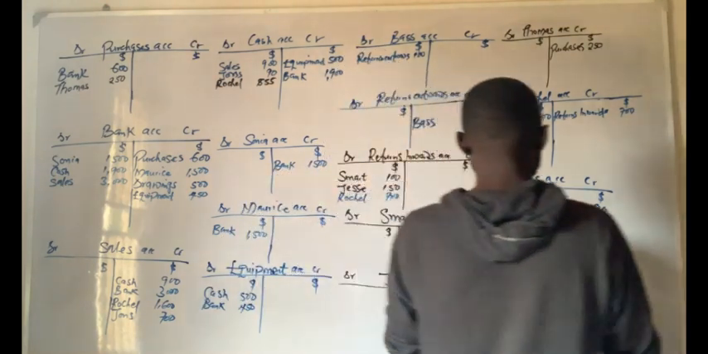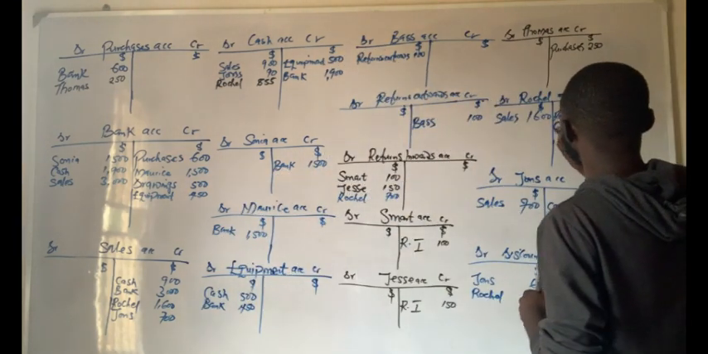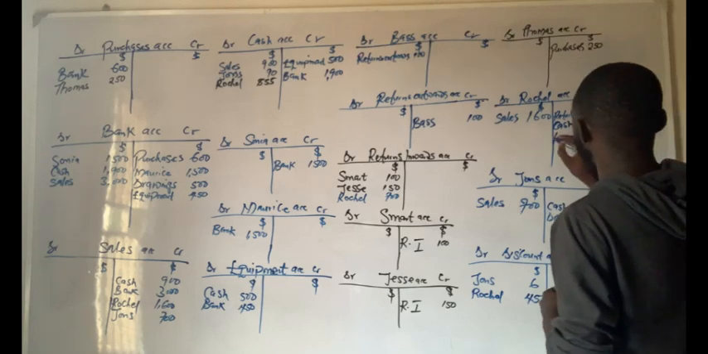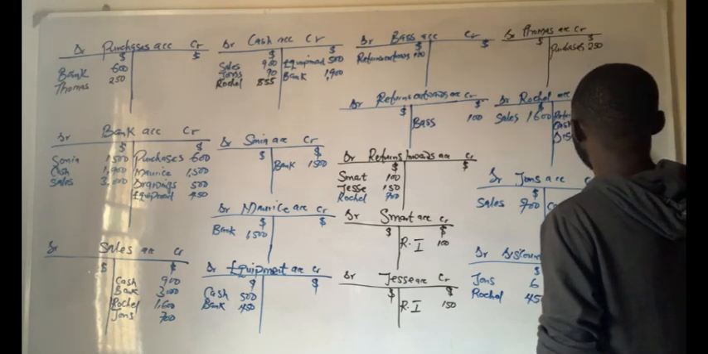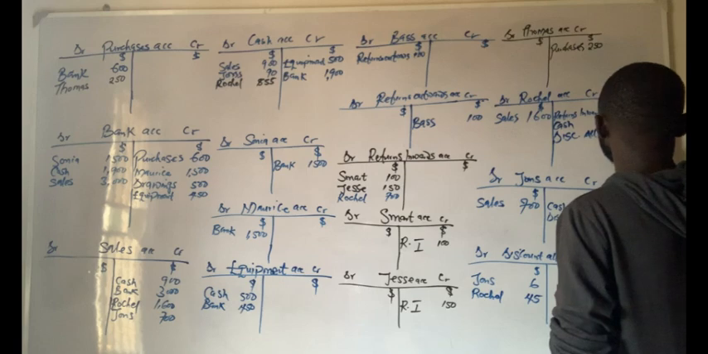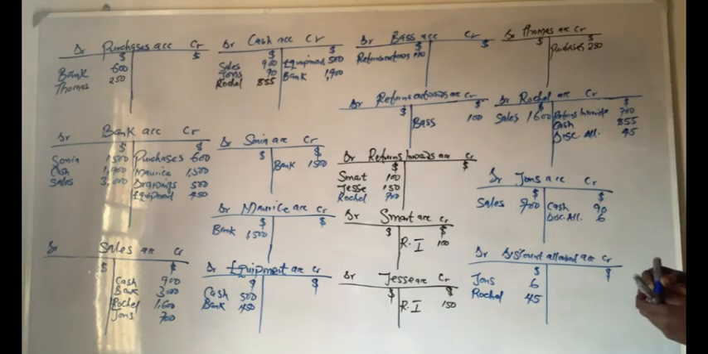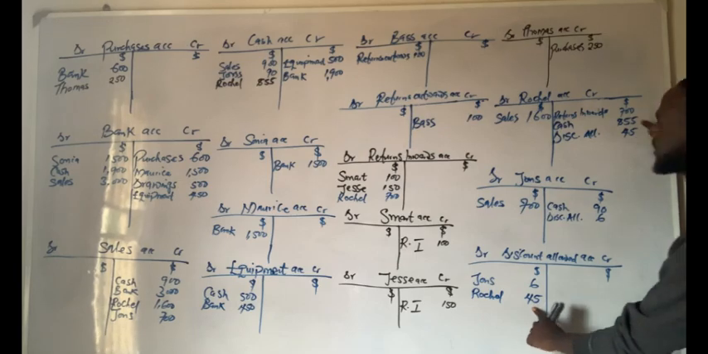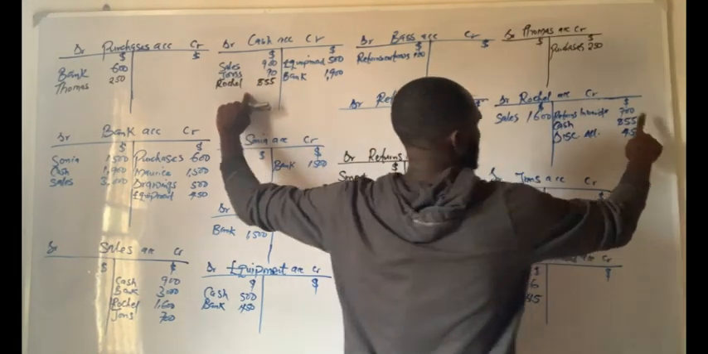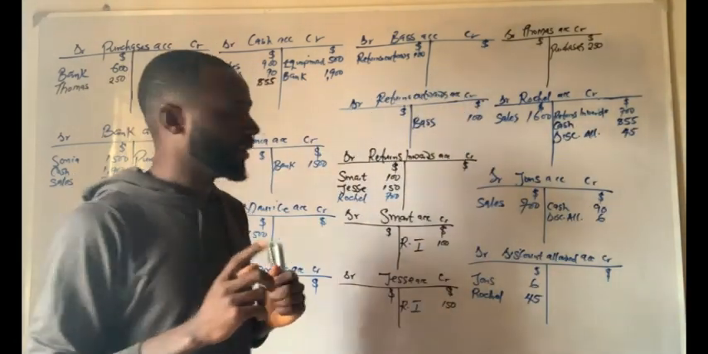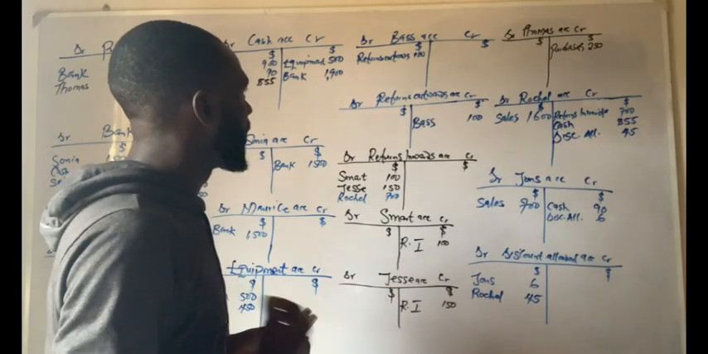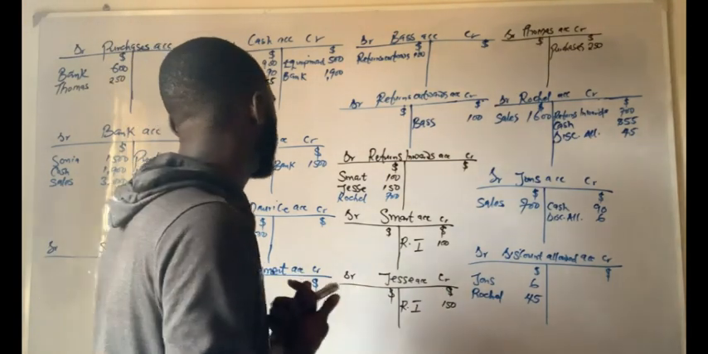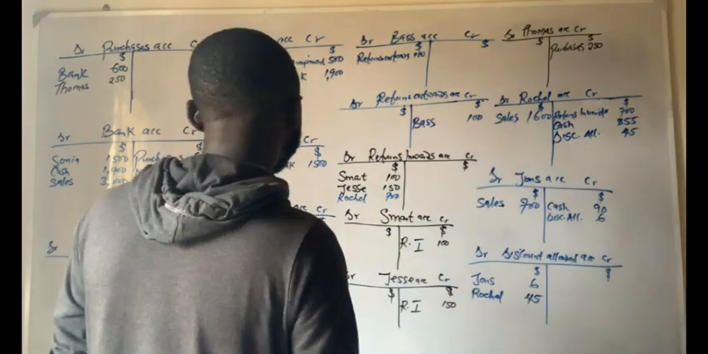So in Rochelle's account, we have cash 855, then discount allowed is 45. This is the credit entry, and this is the corresponding debit entry for Rochelle. Okay, so I think we're done posting all our transactions. So we'll go ahead and balance the accounts and see how it looks.